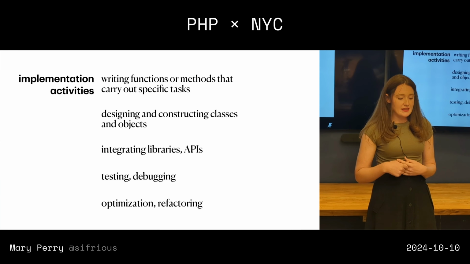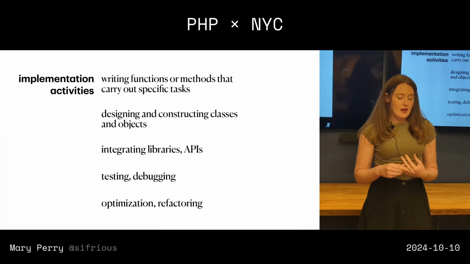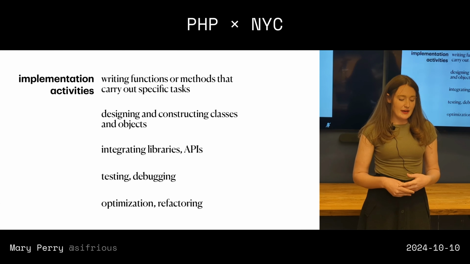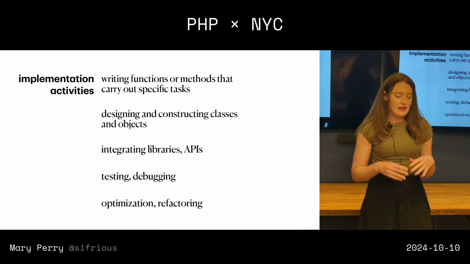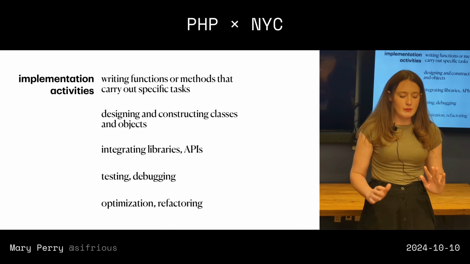Writing out functions or methods, designing and constructing classes and objects, like actually writing them down, APIs, actually integrating them, using the structures, testing and debugging, optimization, and refactoring. That's what I mean when I say implementation, because it can be kind of murky. It's a wide definition, but I use that a lot.